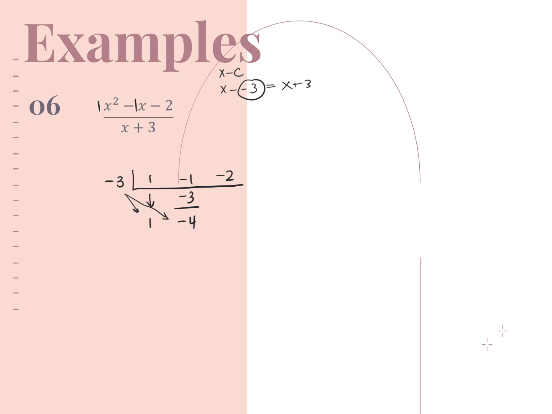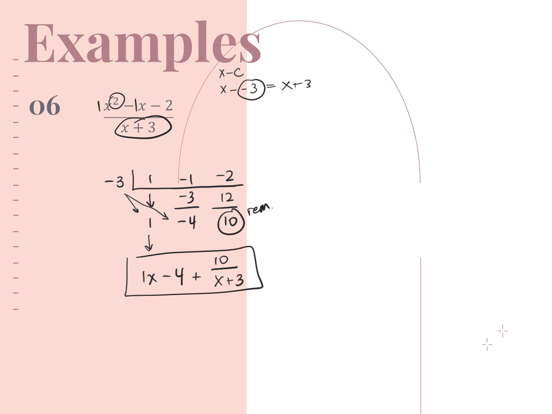And then I go again. Negative 3 times negative 4 is positive 12. I'm going to add, and I get 10. So I know this is my remainder. So when I rewrite this, I started with an x squared, so now this is going to be 1x minus 4. And if 10 is my remainder, I know my remainder always goes on top, and what I divided by goes on the bottom. And so I'm able to write this out, and that's my solution. It's x minus 4 plus 10 over x plus 3. And if I did it long division, that would be the solution.